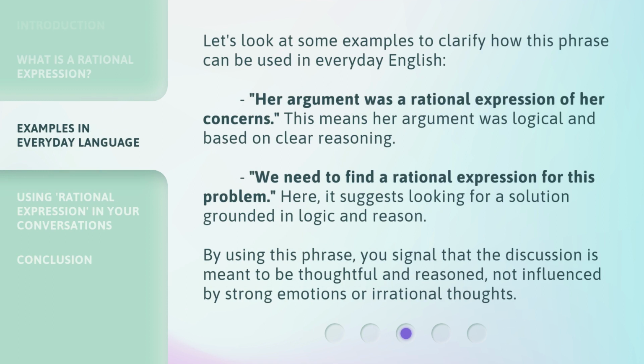Let's look at some examples to clarify how this phrase can be used in everyday English. Her argument was a rational expression of her concerns. This means her argument was logical and based on clear reasoning. We need to find a rational expression for this problem. Here, it suggests looking for a solution grounded in logic and reason. By using this phrase, you signal that the discussion is meant to be thoughtful and reasoned, not influenced by strong emotions or irrational thoughts.